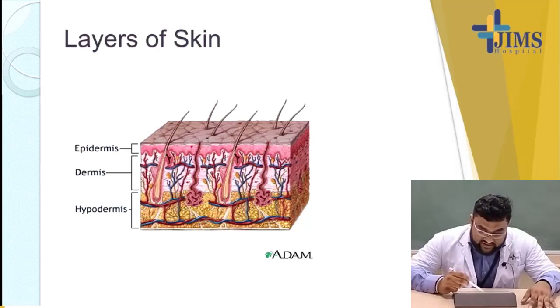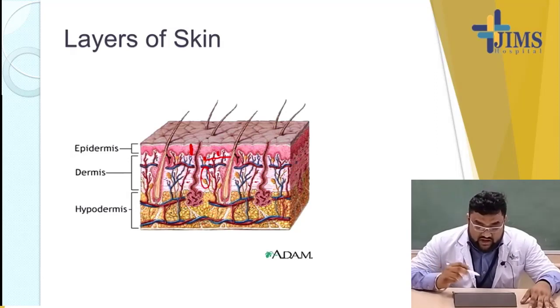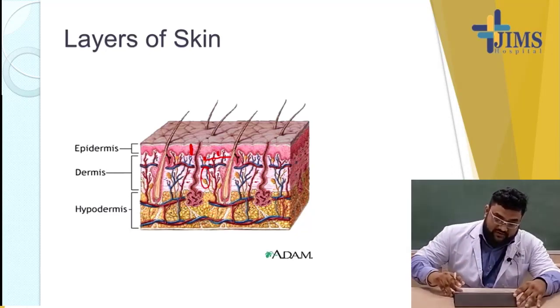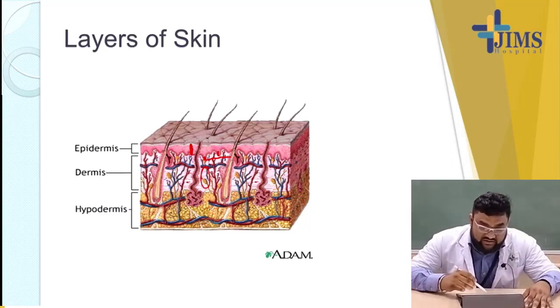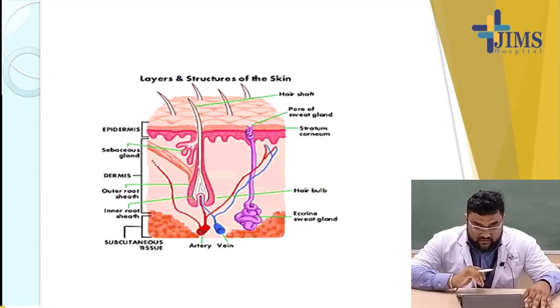The upper part till this part is the epidermis, and these are the rete ridges coming down, and the part of the dermis around the rete ridges is called the papillary dermis, and the lower part is called the reticular dermis. The lower 2/3 of the dermis is the reticular dermis, and 1/3 is the papillary dermis, and then we have the hypodermis or the subcutaneous fat.